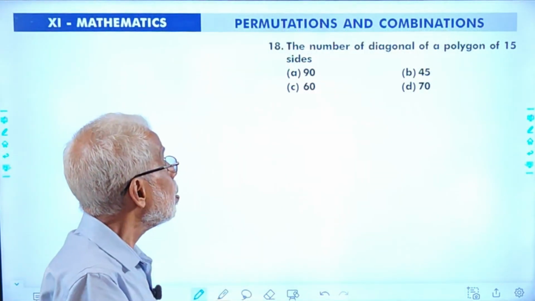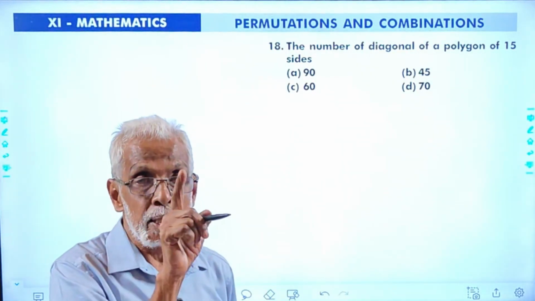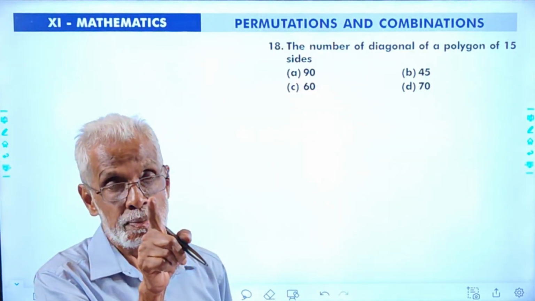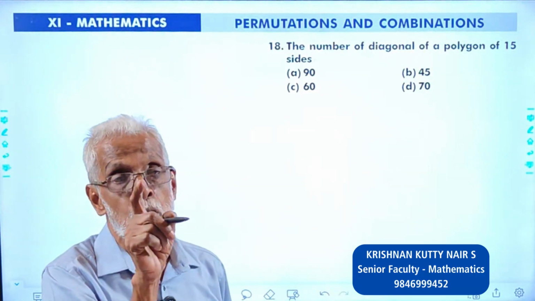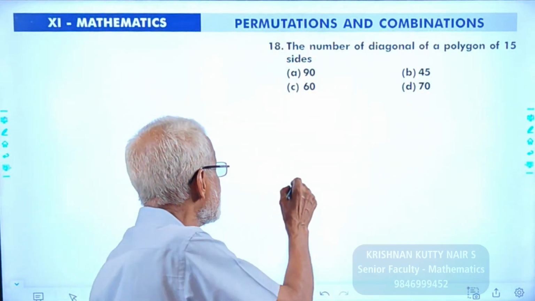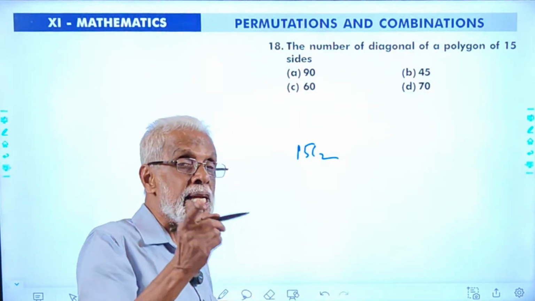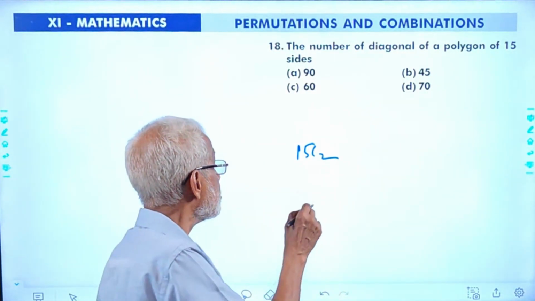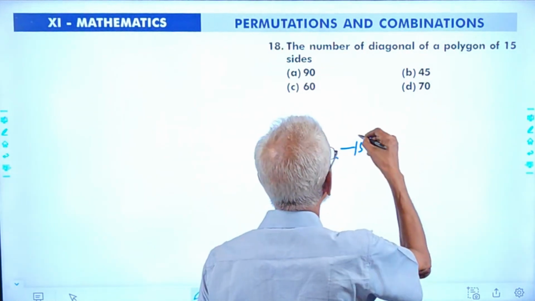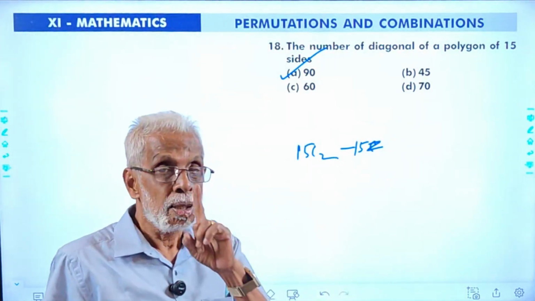Okay. We look for every polygon. If we join any 2 points, we get either a side or a diagonal. So, the number of line segments obtained by joining 15 points is 15C2. 15C2 gives sides plus diagonals. Sides is 15. Therefore, 105 minus 15 equals 90.